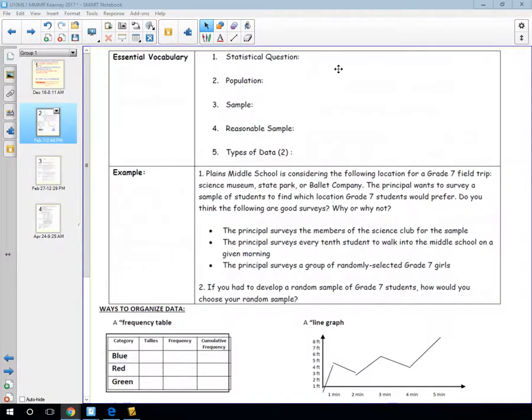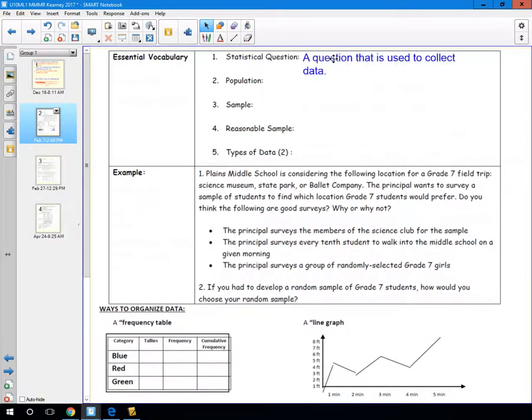One thing is a statistical question. When you hear the word statistical question, you know it's got to be a question, but what's it a question about? A statistical question is a question that is used to collect data. We're going to find something out, collect the data, and then probably analyze it. Maybe if I wanted to ask a statistical question about how many siblings does everyone in this class have, I could go around and ask everyone and collect the data and then analyze it.